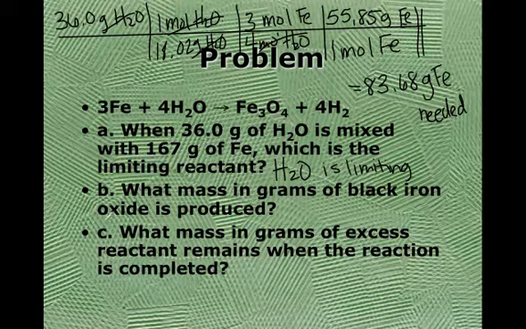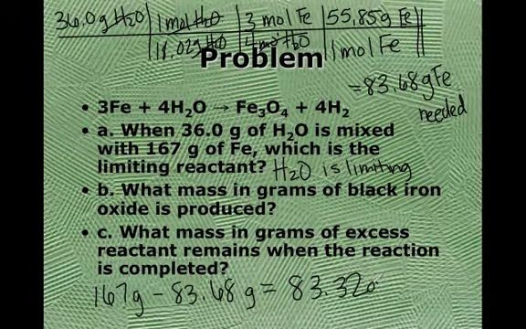Now we're going to skip to C because it just will be easier since I'm going to erase all the numbers. It says what mass in grams of excess reactant. So which one is the excess reactant? Iron, because the water is limiting. That makes iron is excess. How much remains when the reaction is complete? So how much is left over? How do you do that? Subtract it. Good.